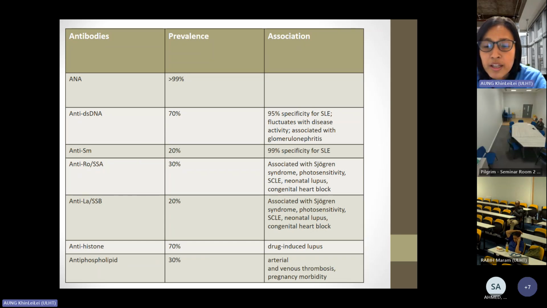Antihistone antibody is seen in drug-induced lupus. Antiphospholipid antibody, I think you're already aware that it can present with arterial and venous thrombosis and pregnancy morbidity. So these are the ANA and the ENA you can find in a patient with lupus.